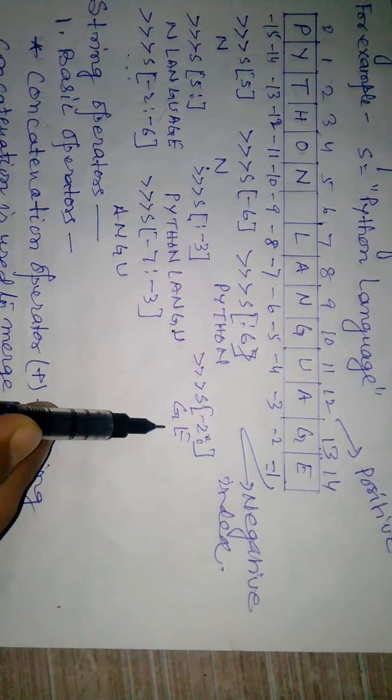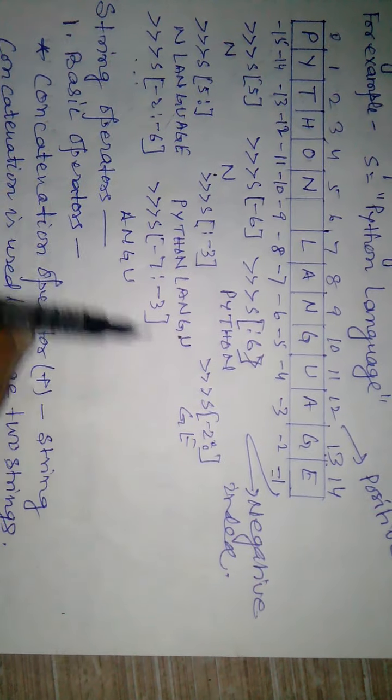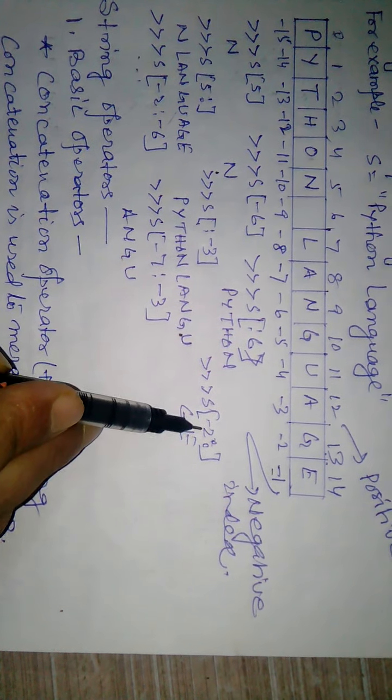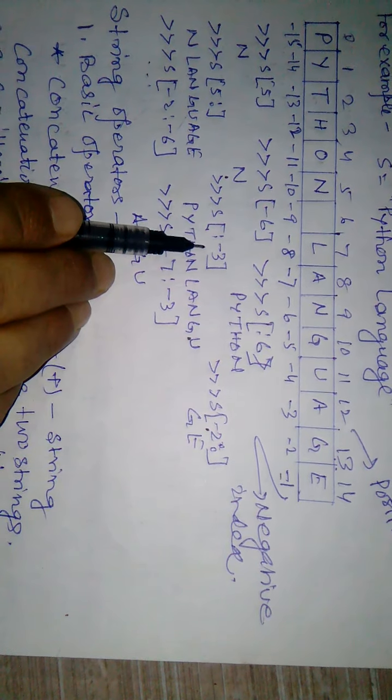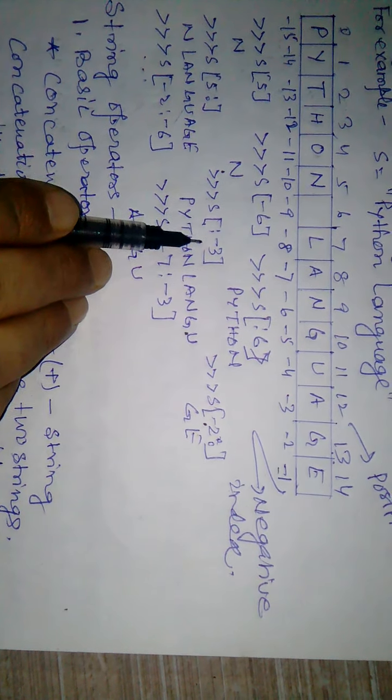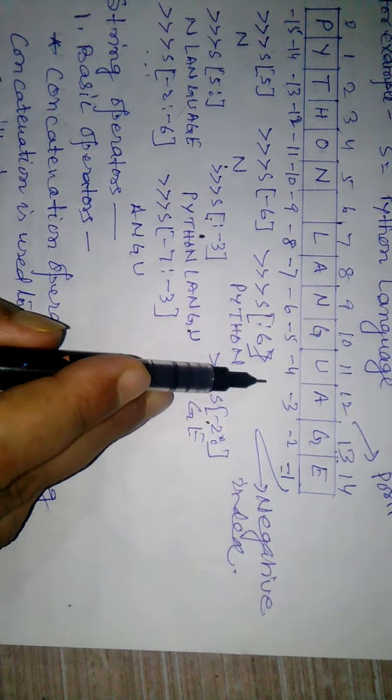s[-2:] gives "ge", starting with -2. And s[:-3] starts from the beginning, that is Python, and ends at -3.